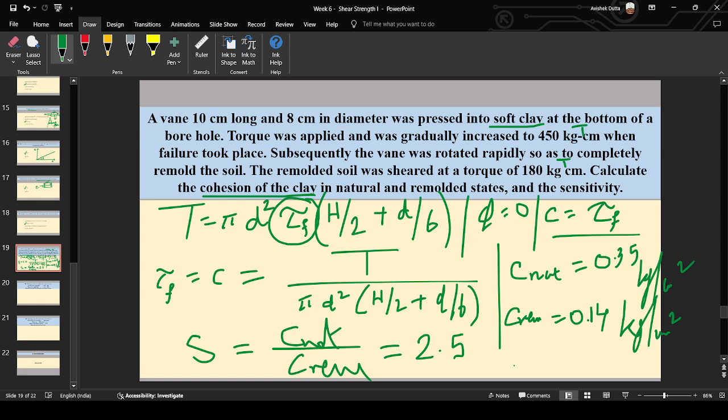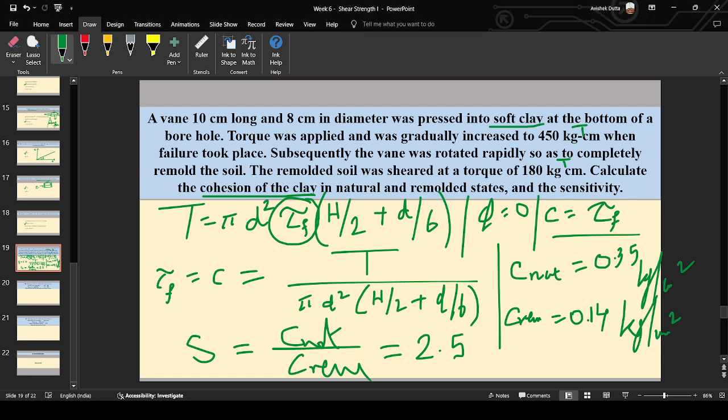Putting all the values for the natural and the remolded cases, we get C natural as 0.35 and C remolded as 0.14 in kg per cm². Now the sensitivity is equal to C natural by C remolded. The value of that is equal to 2.5. Okay, I hope it was clear.